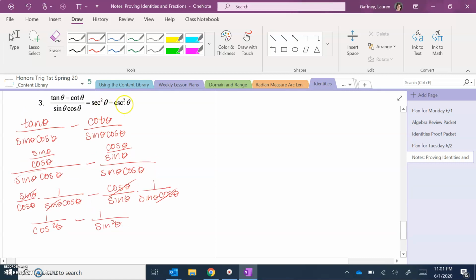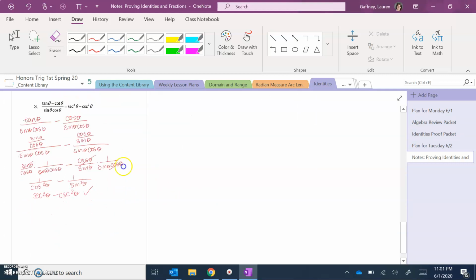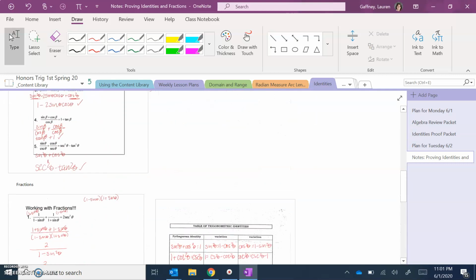Ooh, we're getting closer. We have squareds now. Well, 1 over cosine squared is the same as secant squared. And 1 over sine squared is the same as cosecant squared. Done and done.